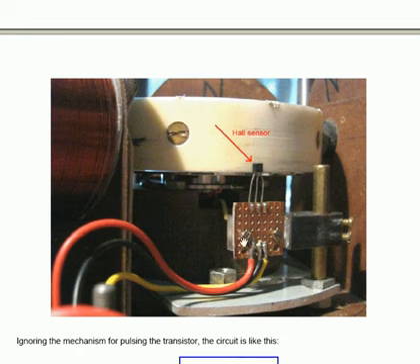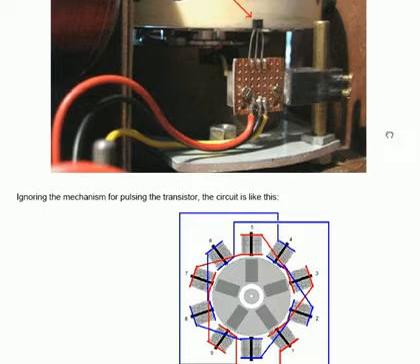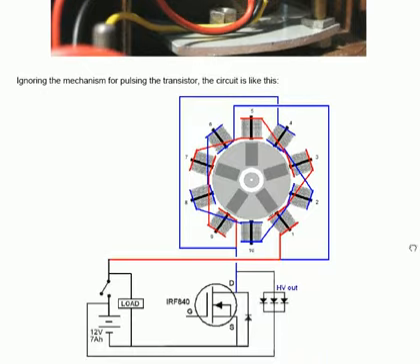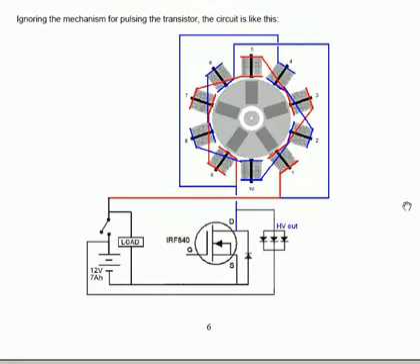The circuit using the disc and the sensor, emitting the circuitry that pulses the actual transistor, is like this. You've got a set of coils here. 5 coils are shown connected in blue and 5 coils are shown connected in red, and the 2 sets of coils are powered by the battery, which is a 12 volt 7 amp hour battery, which passes through the coils and out to the transistor itself.